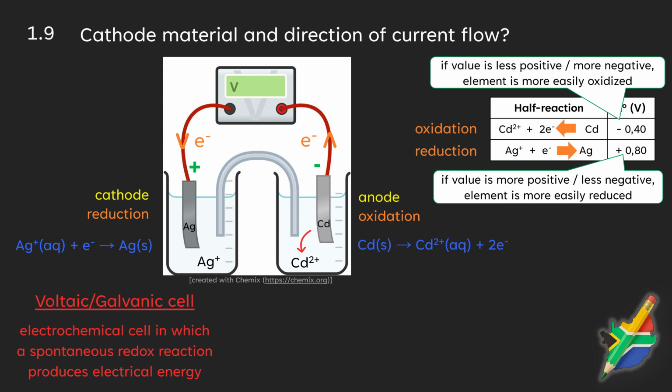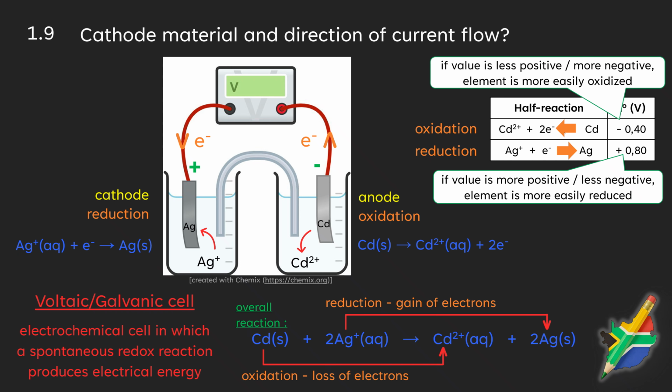The other electrode, the cathode, is the positive electrode, which receives electrons from the wire. Positively charged silver ions in solution each gain an electron and are reduced to silver metal atoms, which plate onto or deposit onto the cathode. So the mass of the cathode increases over time. This is the half reaction for the reduction process. From the two half reactions, we could write this overall or net reaction.